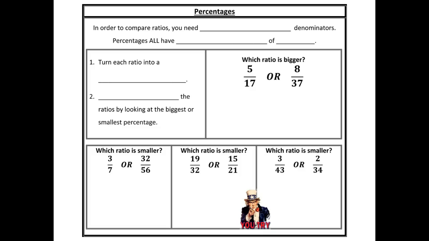Another way to compare two ratios is to make a percentage out of each. Since ratios are just fractions, we know how to turn a fraction into a percentage. We've already discussed how in order to compare ratios, you need common denominators. We also know percentages all have denominators of 100. So if you turn your ratio into a percentage, you're automatically creating a common denominator of 100 every single time.